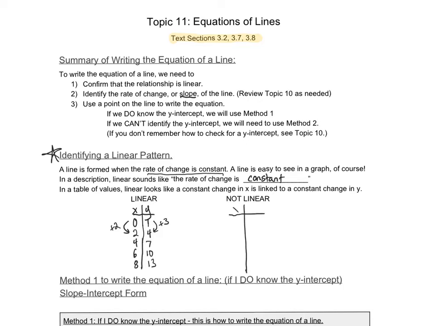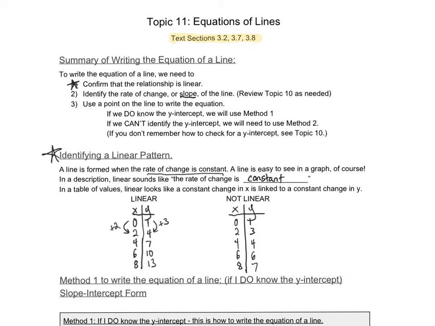Whereas if the equation is not a linear relationship, I will not have that. So for example, in this case, even though x stays increasing by 2s and is a constant change by 2, the y goes up by 2, then it goes up by 1, then it goes up by 2, then it goes up by 1, for example. So this is an example where it's not linear. So that takes care of confirming that the relationship is linear.